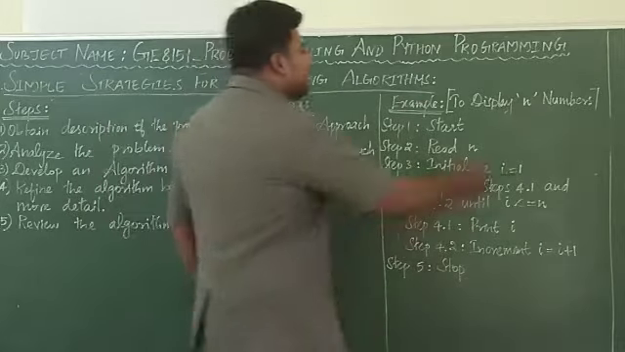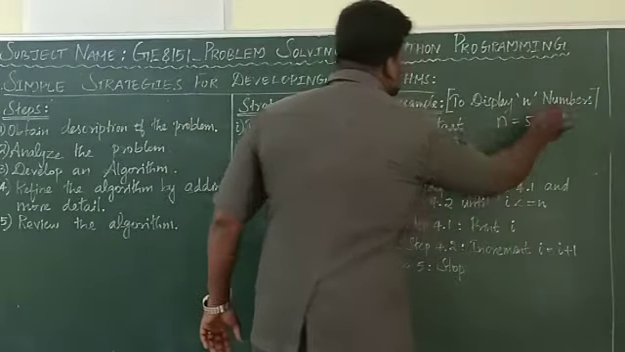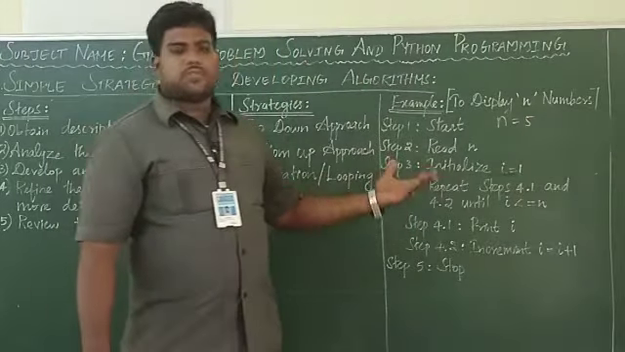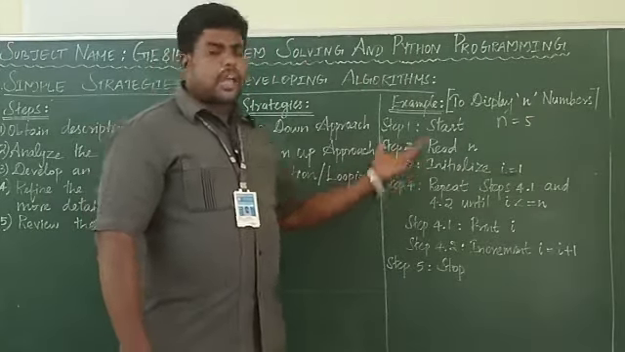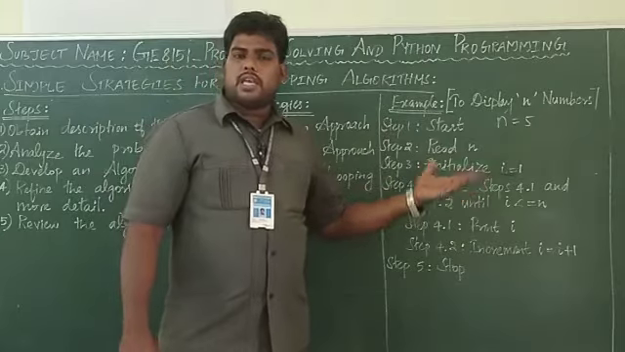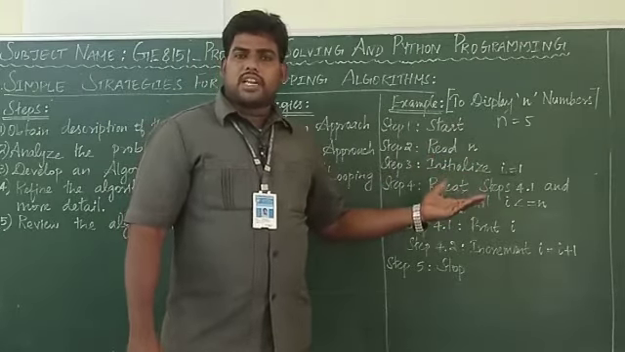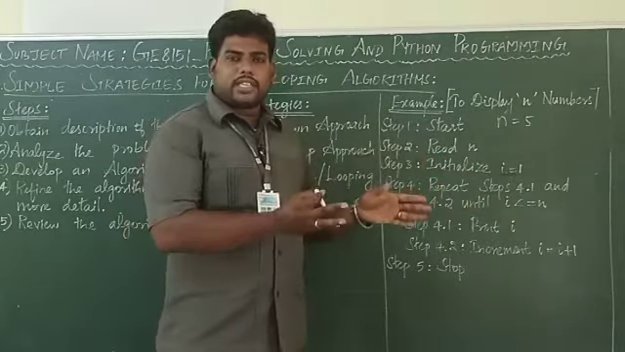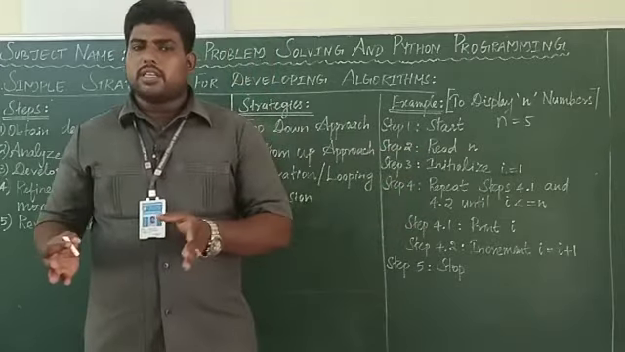For example, my n is here 5. Consider any one input. My n is 5. So, I want to print or display 5 numbers. I want to know the starting thing. I want to know the ending thing.